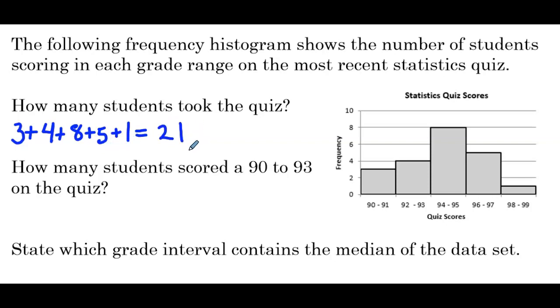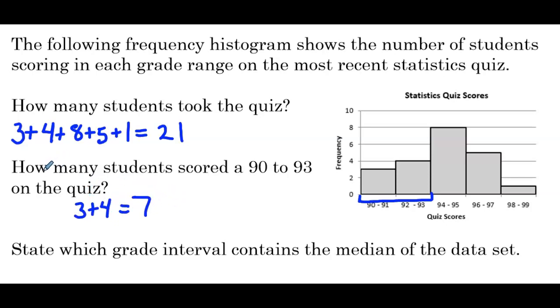Now, how many students scored a 90 to 93 on the quiz? So now we're looking at a more specific grade range, in this case 90 to 93, right here. So we're just going to sum up those two frequencies. So in this case, that's 3 plus 4, which is 7.